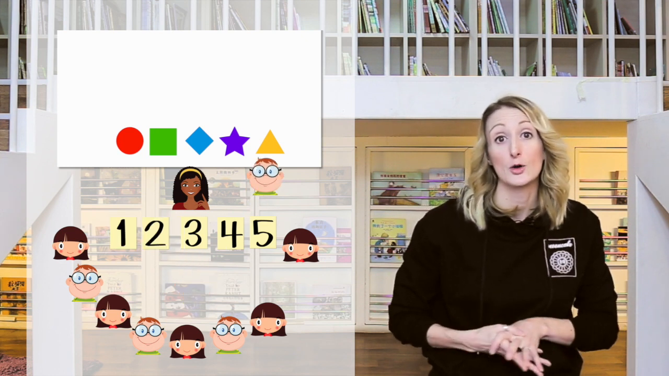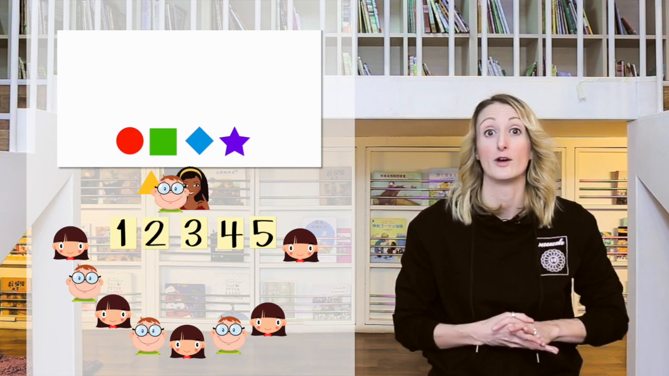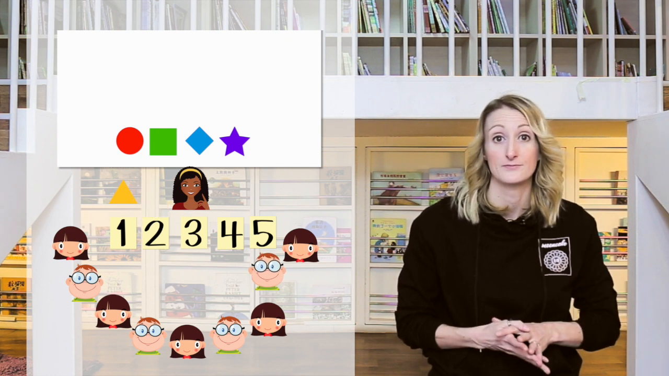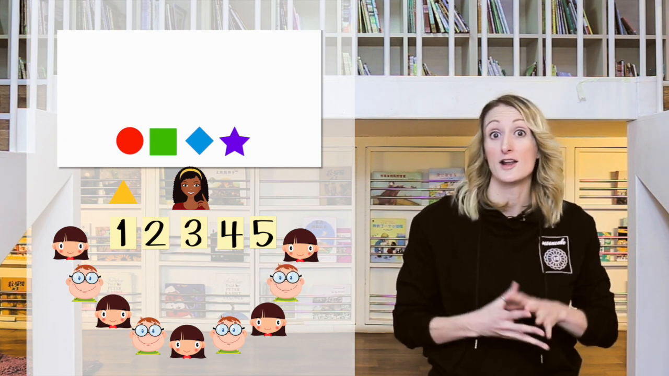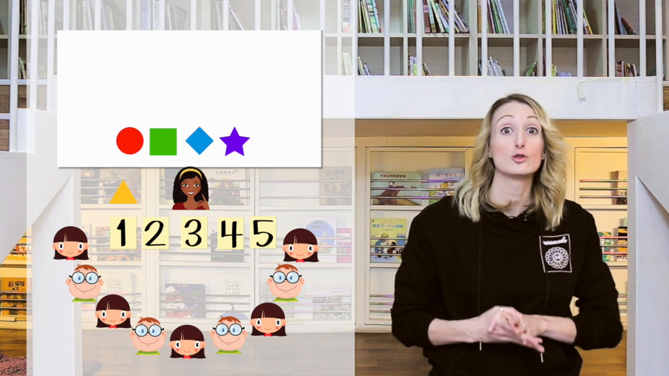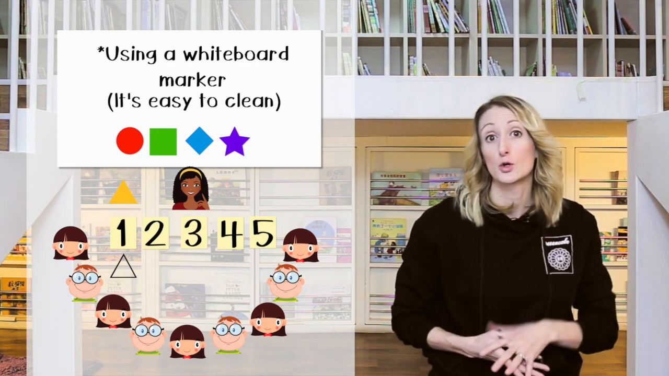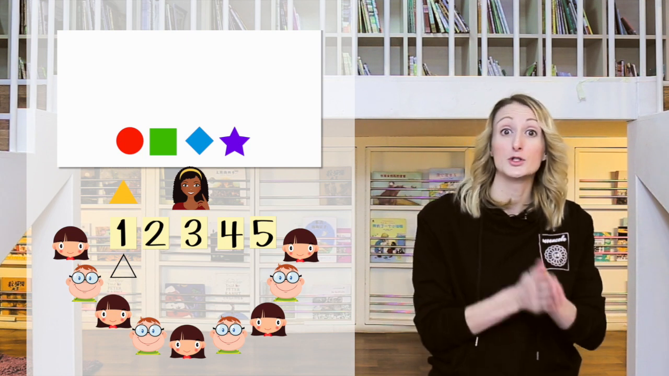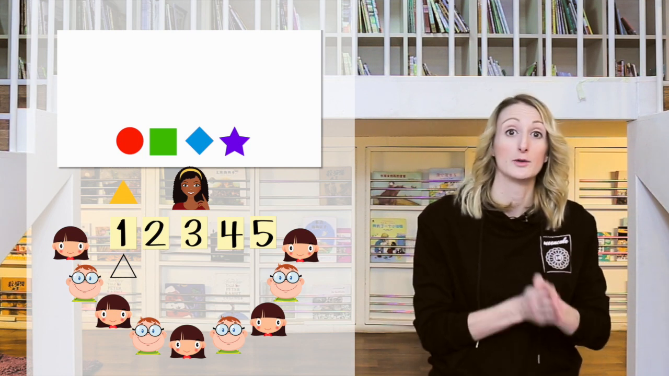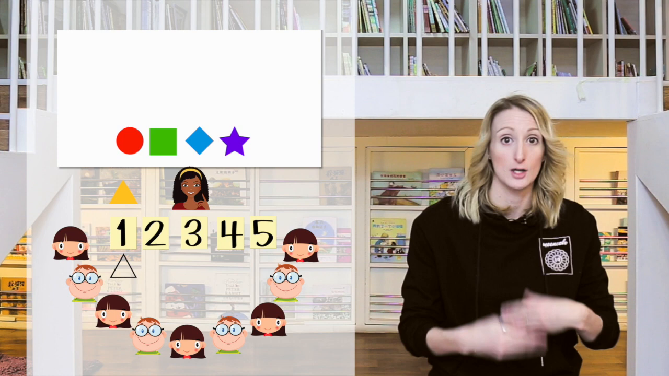Next, they're going to take that triangle and place it behind the number 1 flashcard and sit back down. You're then going to ask the class what number that triangle is next to and draw that number of triangles in front of the flashcard. So in this case, we're drawing 1 triangle, but if we were by the number 2, we would draw 2 triangles, or the number 3, 3 triangles, and so on.